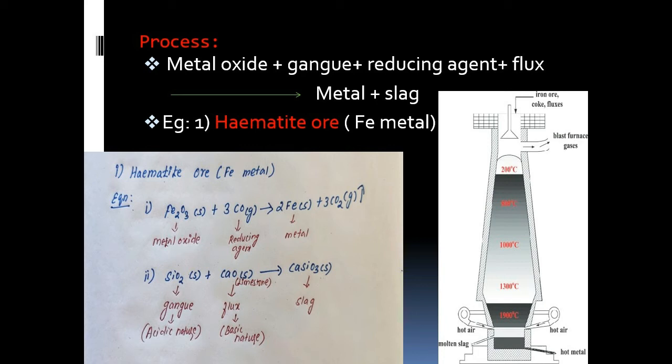Here, see the picture here. At the top of the picture, see, they have taken iron ore, coke and flux.